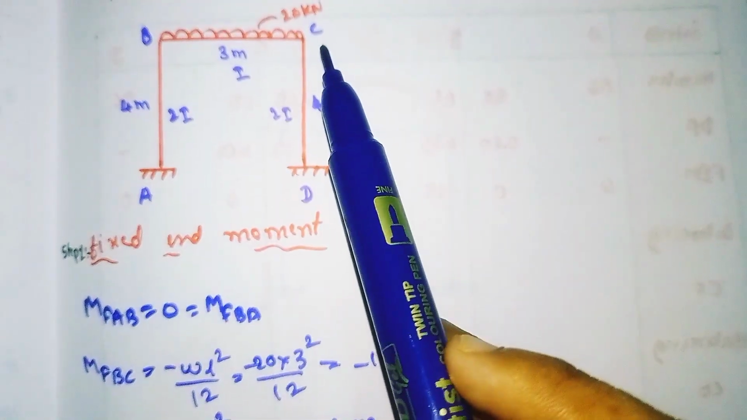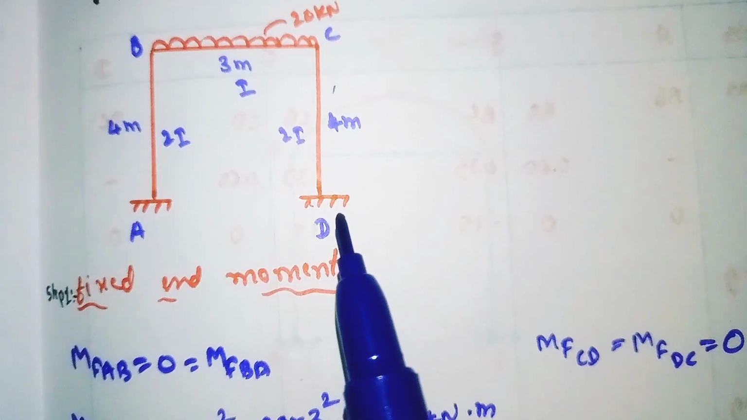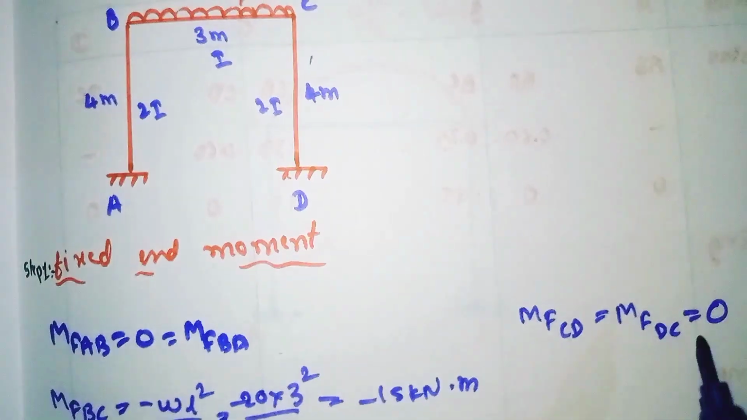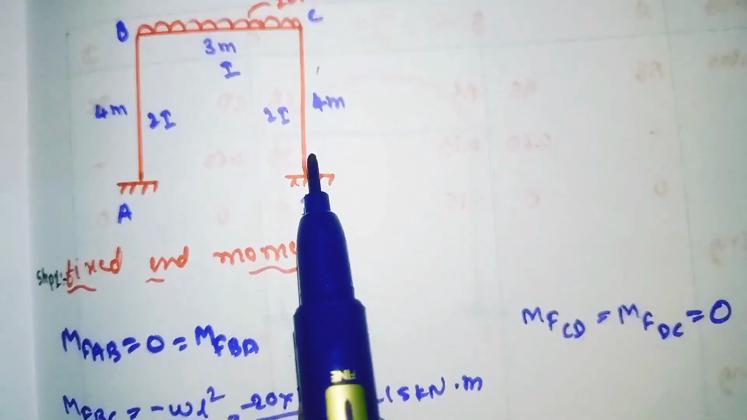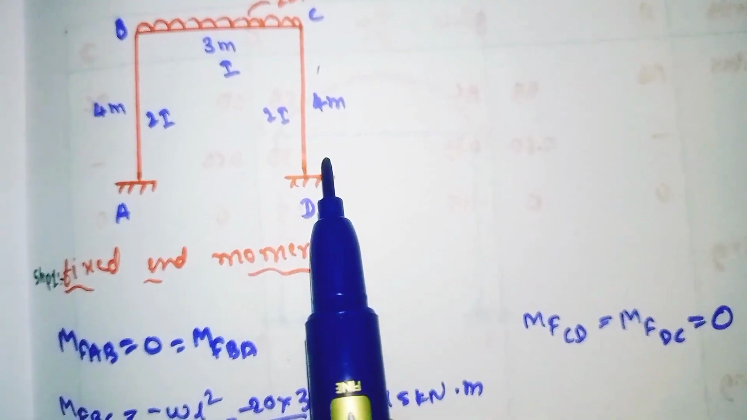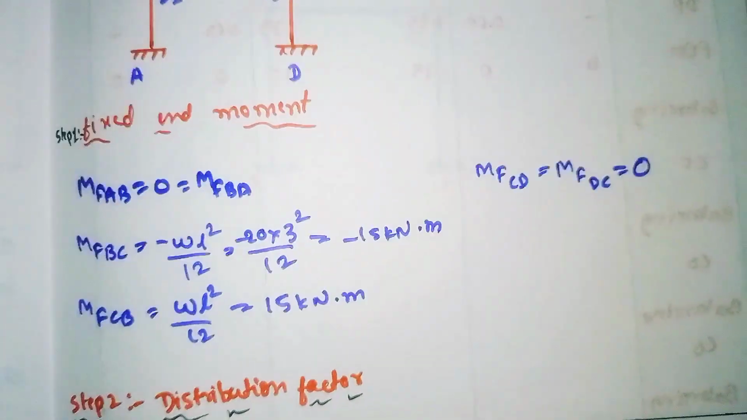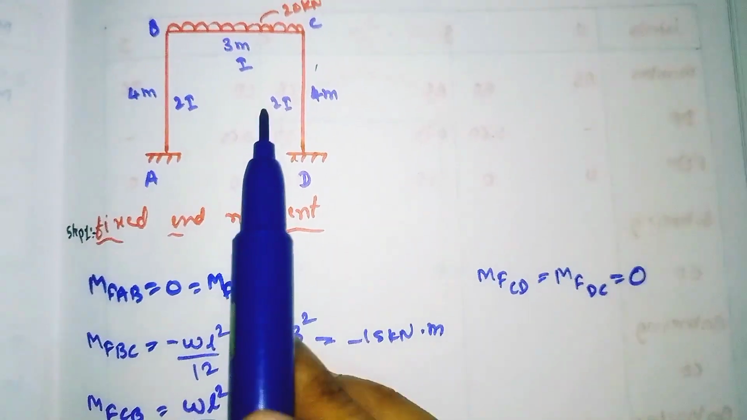Now we'll go for the span CD. For span CD and DC also, the fixed end moment is equal to 0 because there is no loading at this span. So these are the fixed end moments for the given frame.